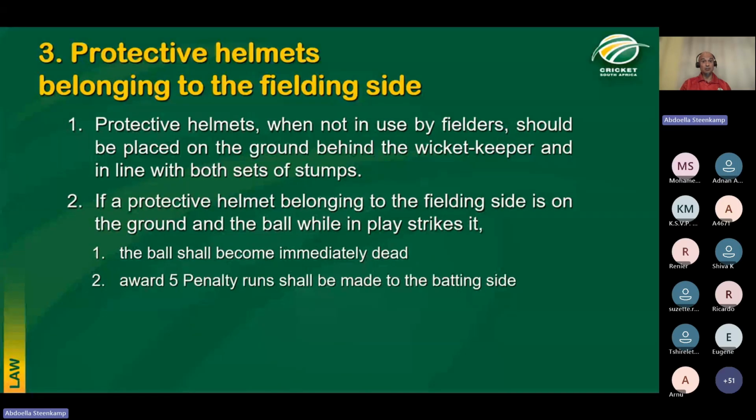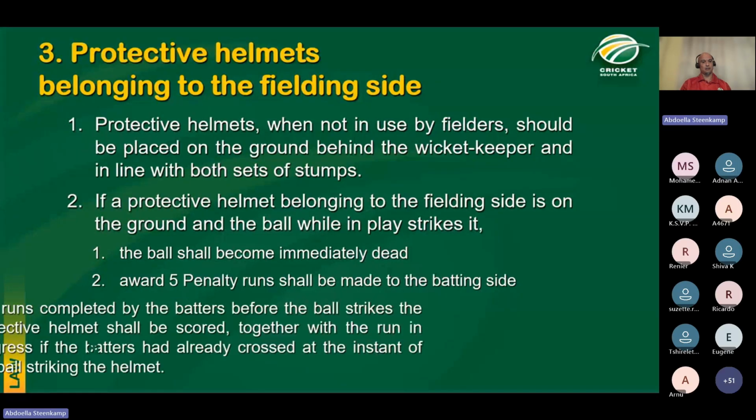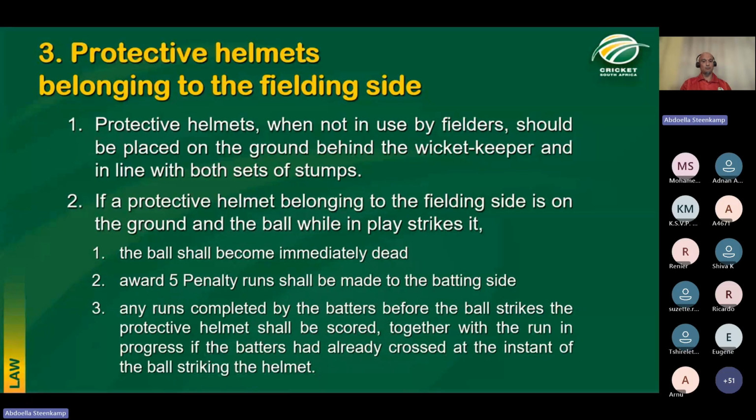5 penalty runs to the batting side. Runs completed by the batters before the ball striking the helmet to be scored, including the run in progress if the batters had crossed when the ball touched the helmet. Let's look at a video in the next slide, and we'll apply how the law works when it comes to ball hitting the helmet that was placed behind the keeper.